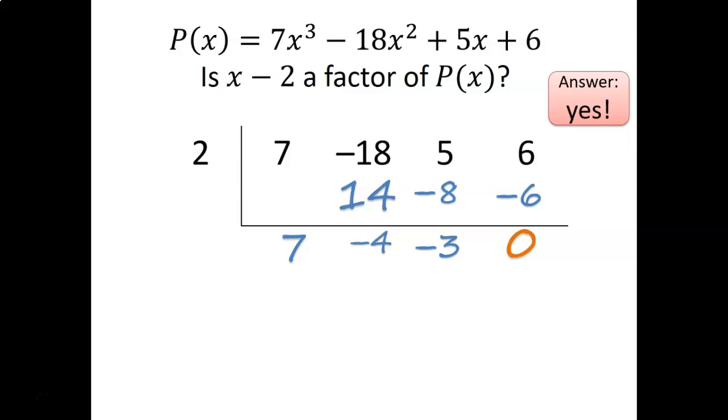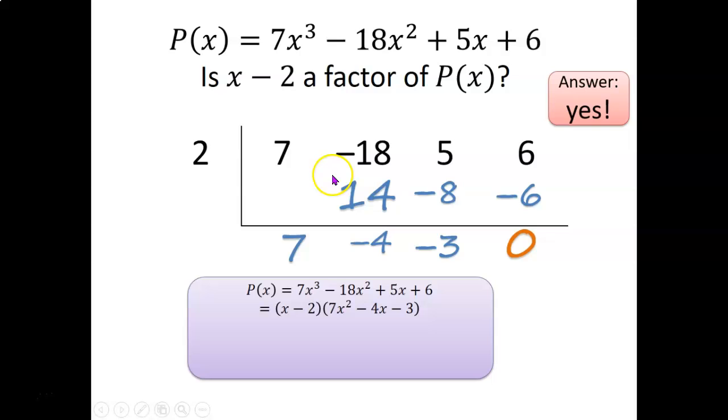What's the something else? Well, that would be the quotient. X minus 2 times 7x squared minus 4x minus 3. Now, it turns out that that 7x squared minus 4x minus 3 can be factored even further. You can break that apart using the good old factoring methods you learned way back when.